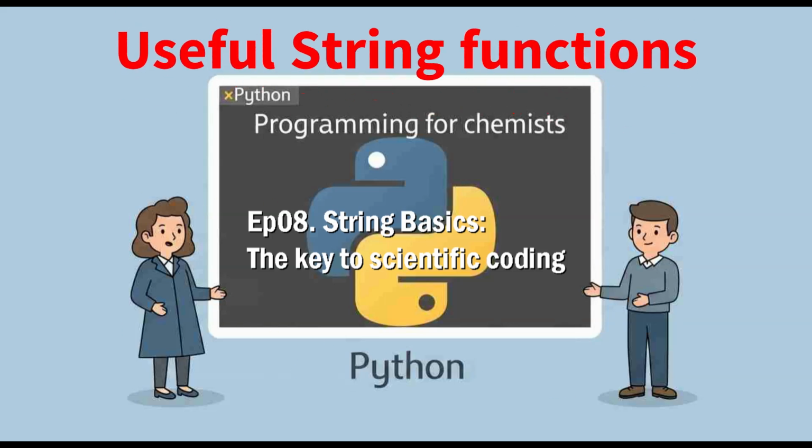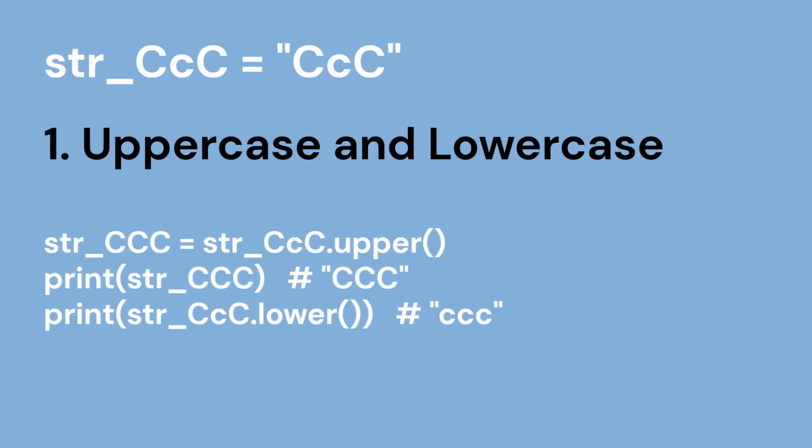Spoiler, they're not just for saying "Hello world." But before we jump into molecules and DNA, let's take a detour into some miscellaneous string functions that are incredibly handy. Let's start with a simple string. string_CCC = "cCc". Notice the mix of uppercase and lowercase. 1. Uppercase and lowercase. string_CCC = string_CCC.upper(). Print string_CCC. That prints CCC, all capital letters. Print string_CCC.lower(). That prints ccc, all lowercase letters. With upper and lower, you can shout or whisper in Python.